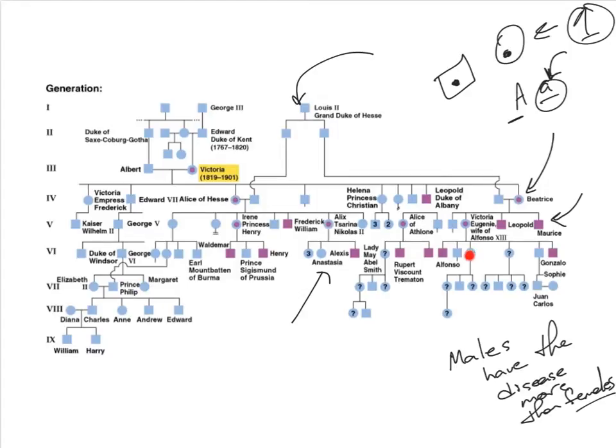Question marks are where we don't know if they had the disease or not. Perhaps they died early. Perhaps they moved away. There's no information on it. And that's pretty much how you read a pedigree. Diseased means it's filled in. When it's not filled in, it doesn't have the trait. If it is filled in, it has the trait or disease. And if it's a dot in the center, it's a carrier.